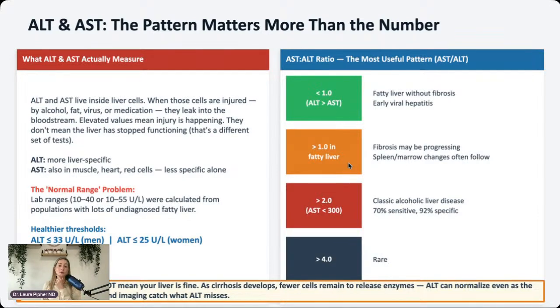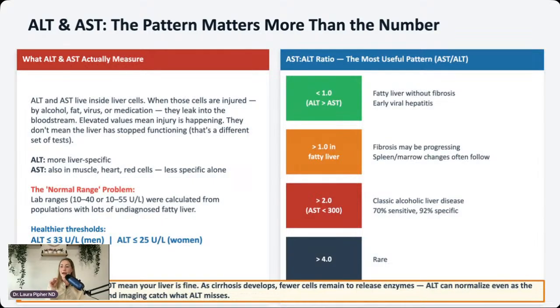The ratio between the two actually tells us a story. In fatty liver, ALT is usually higher than AST. When AST starts catching up or overtaking ALT in someone with liver disease, it often means the damage is progressing. And if AST is more than twice ALT, especially in someone who drinks alcohol regularly, this is a classic pattern for alcohol-related liver disease. Again, this isn't definitive. This is just a signal. So ALT and AST are inside the liver cells. When they're damaged, whether by alcohol, too much fat, a virus, or medication, they leak into the bloodstream.